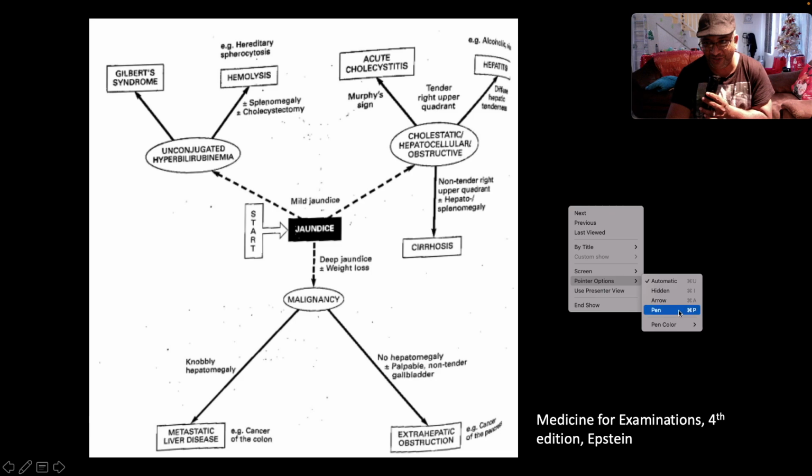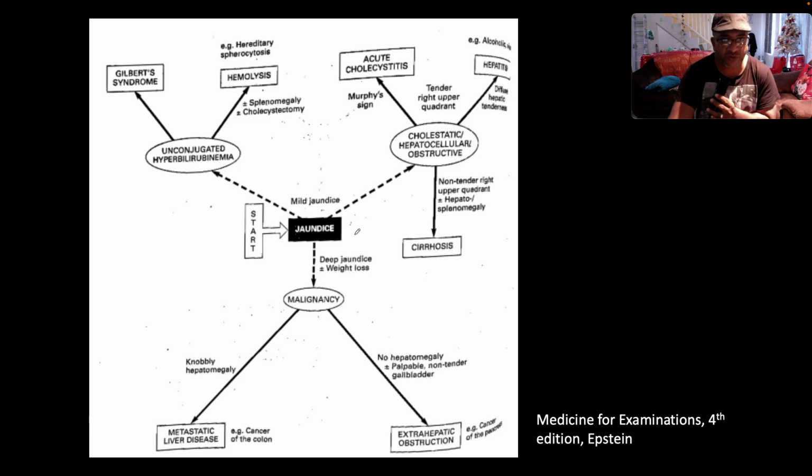Okay, you got a patient who has jaundice. The first certification point is: are we dealing with unconjugated hyperbilirubinemia, or is it a cholestatic, hepatocellular, obstructive picture, or is it a possibility of malignancy? So let's look at unconjugated hyperbilirubinemia. This essentially has to do with the problem of red cell breakdown. There's increased red cell breakdown and hemolysis for whatever reason.